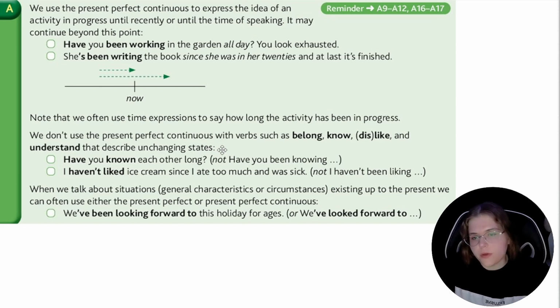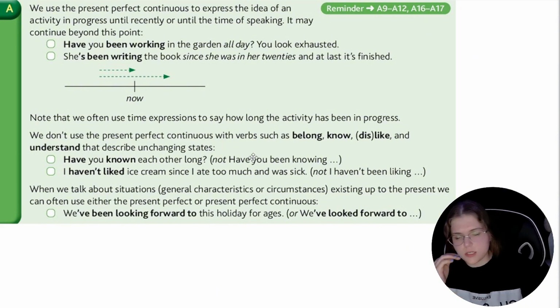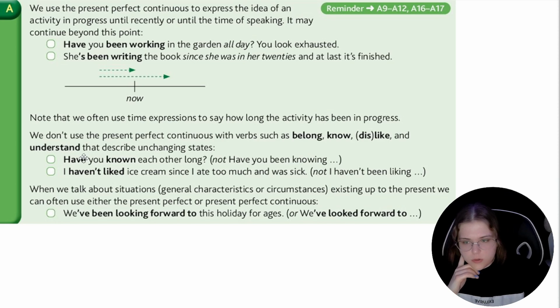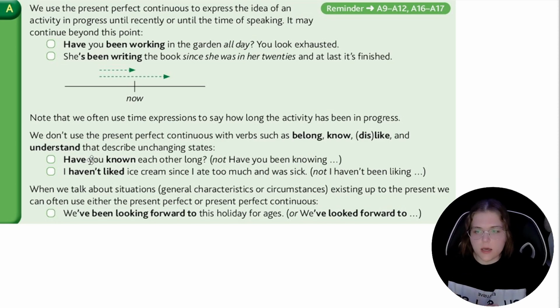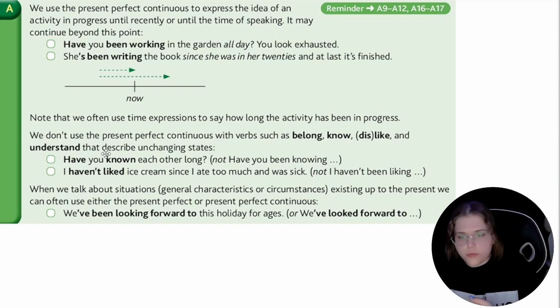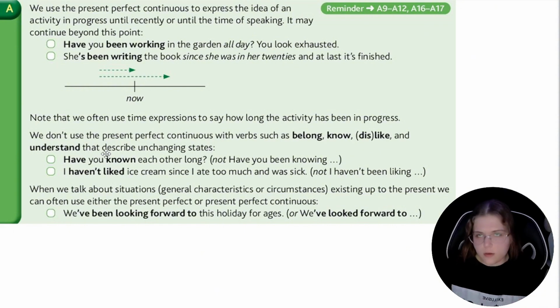states. I think it's quite clear that we don't use the continuous tense with state verbs. We have already discussed it maybe in the first or in the second unit of this book. Have you known each other for long? And we cannot use present perfect continuous now because this is just an unchanging state. I either know this person or don't know. I can't stretch it somehow.